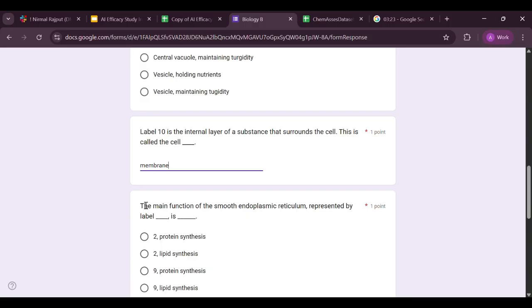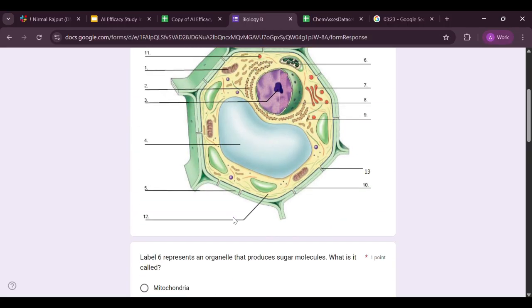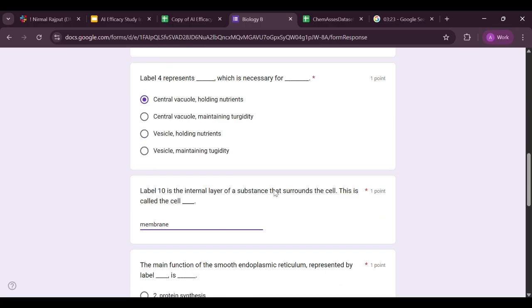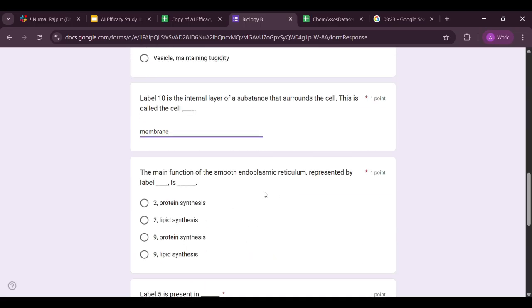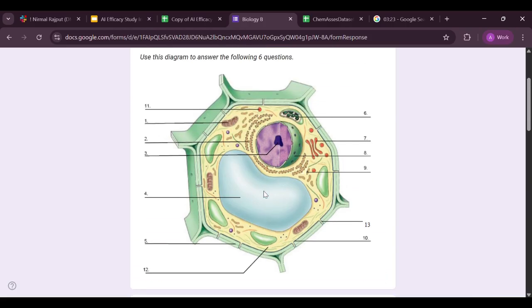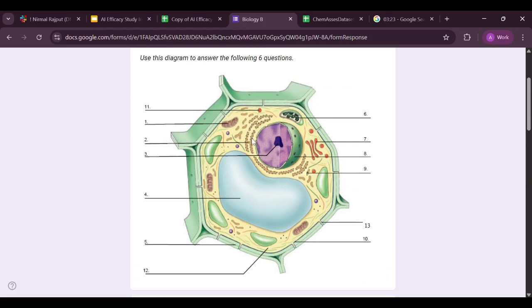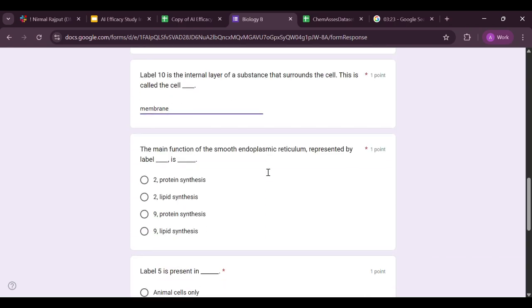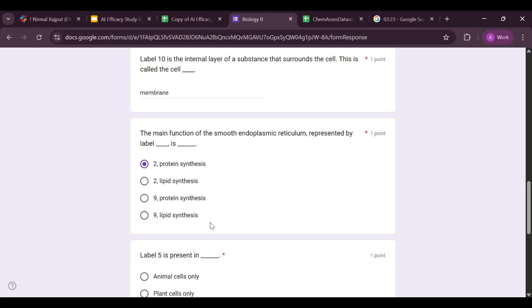Okay, the function of the smooth endoplasmic reticulum, represented by the label, is... Let's see the options. It is 2 or 9. Let's guess what the correct answer will be. It might be 2 according to me; I don't remember it as of now. It is 2, and it is somewhat helpful in protein synthesis, so I will go with option 1.